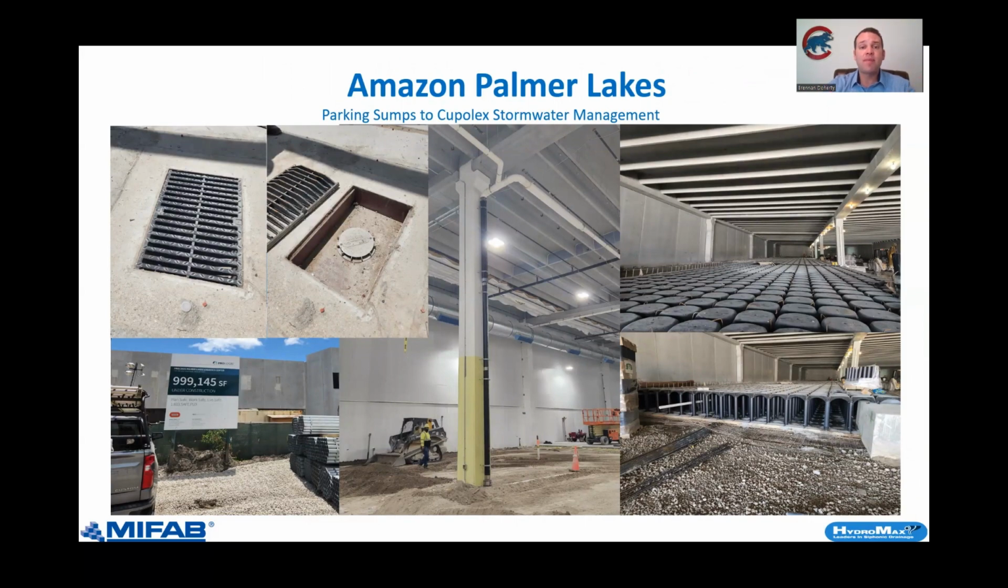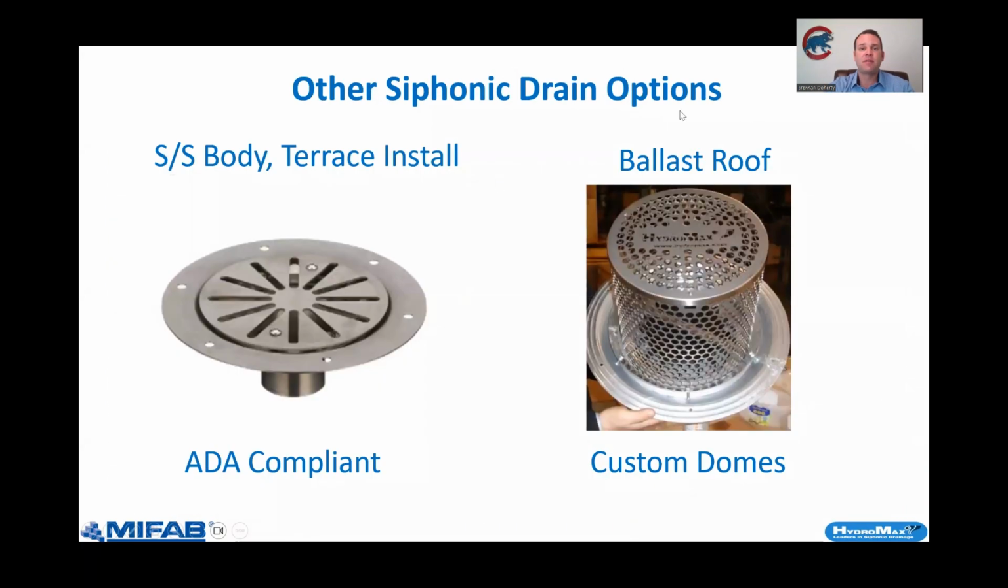Having a smaller diameter pipe means it was a smaller coring through that sidewall. And finally, on this particular project, they used a Cupolex, which is a type of rainwater collection system. Siphonic gave them the ability to define where they wanted that discharge to be, rather than gravity dictating where they would need to have this in the building.